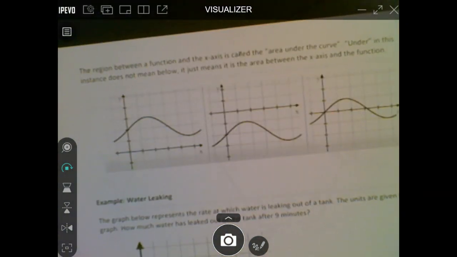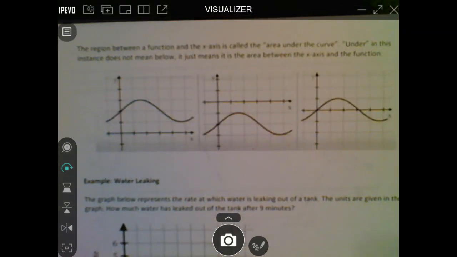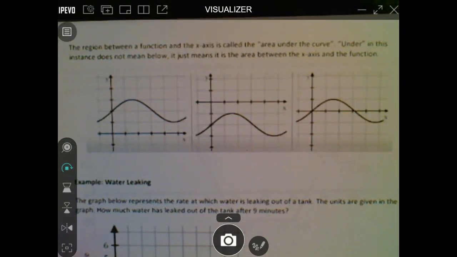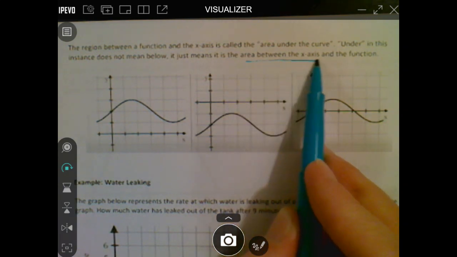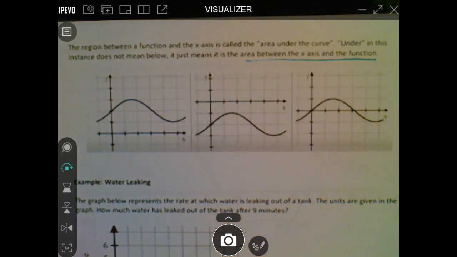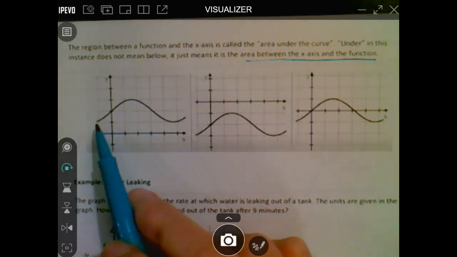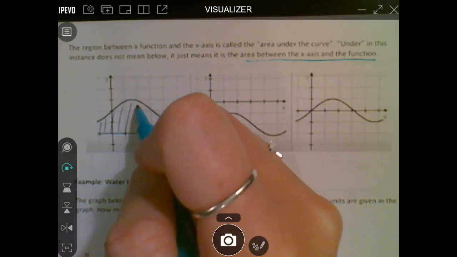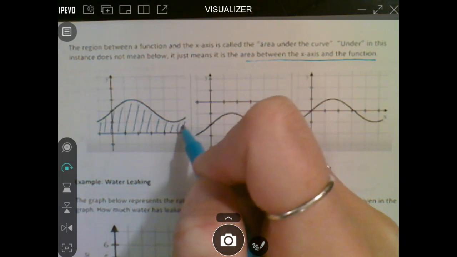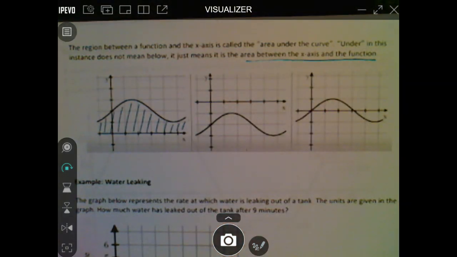So we'll look at a couple of other examples, but when we talk about this idea of area under the curve, we don't really just mean the area under or below the curve. It actually is specifically talking about the area that's between the x-axis and the function. So there's a couple different ways that you might see this represented in graphs. For example, this function is all above the x-axis, so the area under the curve would be the area, again, between the x-axis and the curve. So we'd be talking about all that area there.